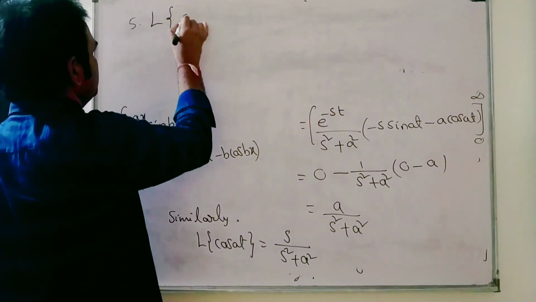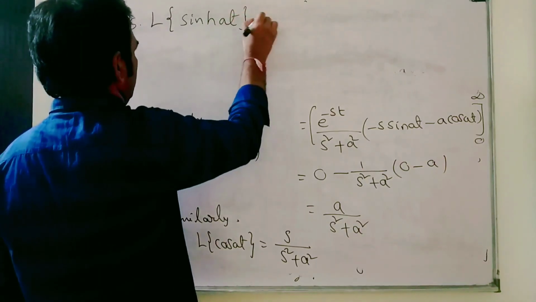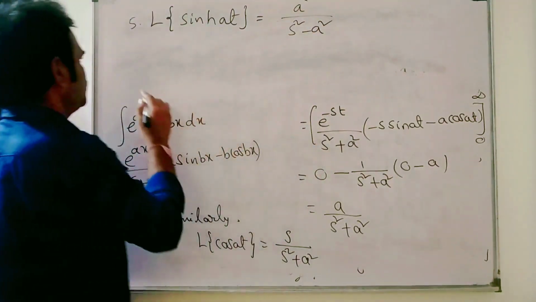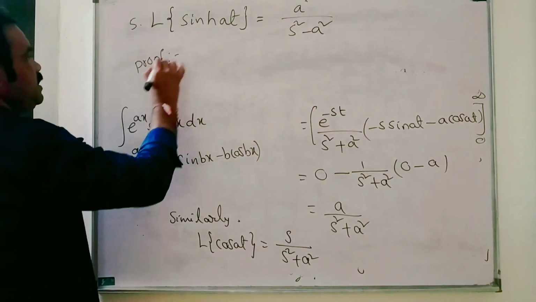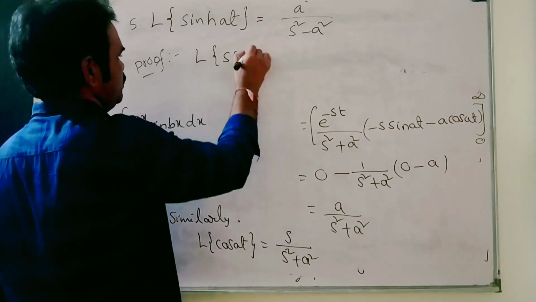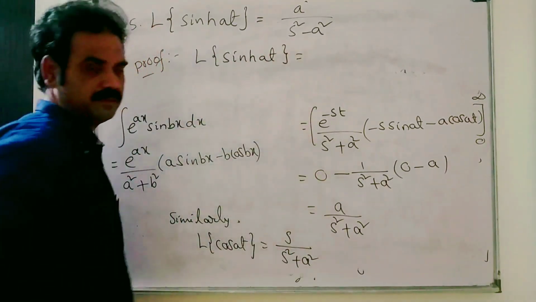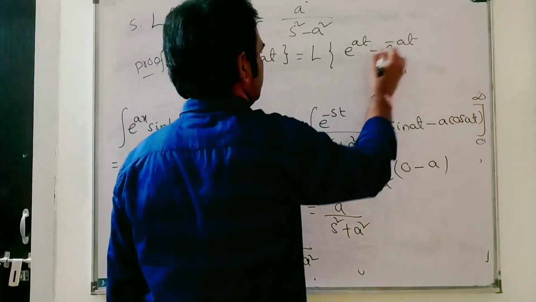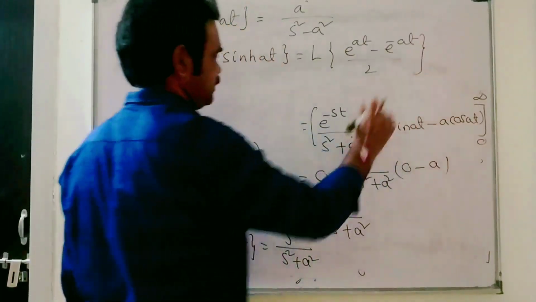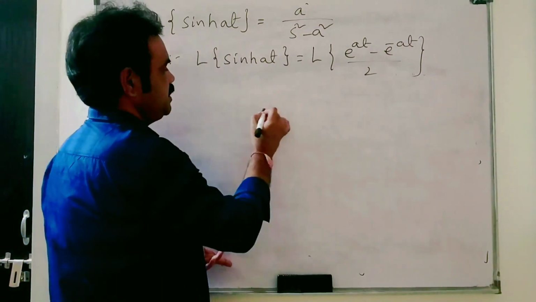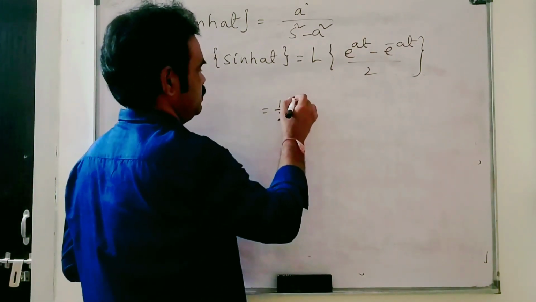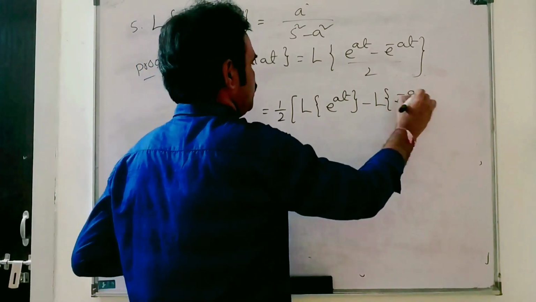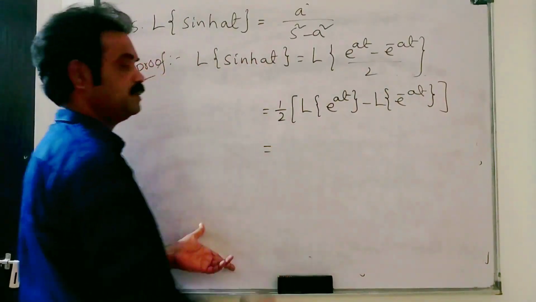L of sin h at, hyperbolic function. L of sin h at is a by s square minus a square. The proof is very easy. L of sin h at. What is sin h at? L of e power at minus e power minus at all by 2. By the linear property, this can be written as half into L of e power at minus L of e power minus at.